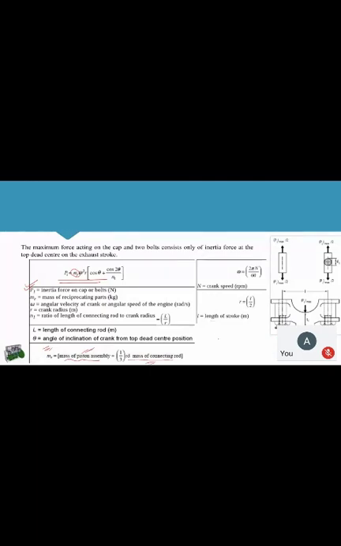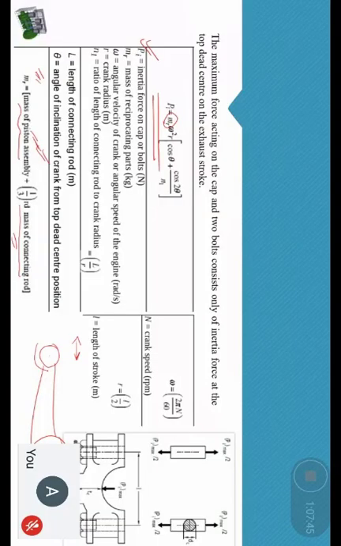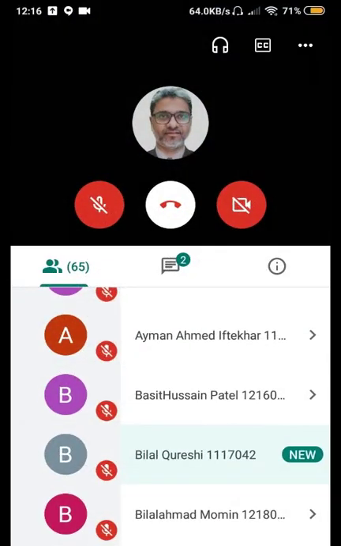See, this is the small end. This is the big end. We know that this end always reciprocates, whereas this rotates in circular motion. So when I am considering the mass of the reciprocating part, I take the whole mass of the piston assembly plus 1/3. Why? Because this portion reciprocates along with the piston, so there will be some mass of the connecting rod which will be reciprocating along with the piston.